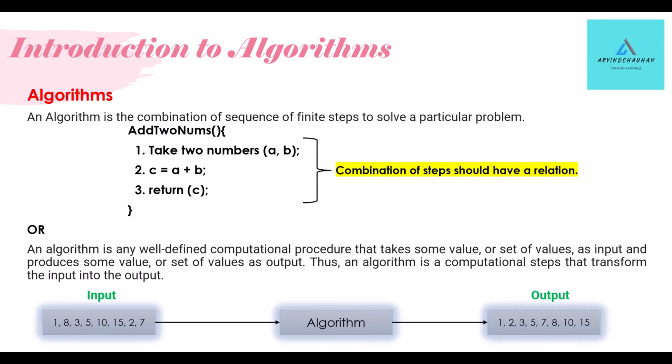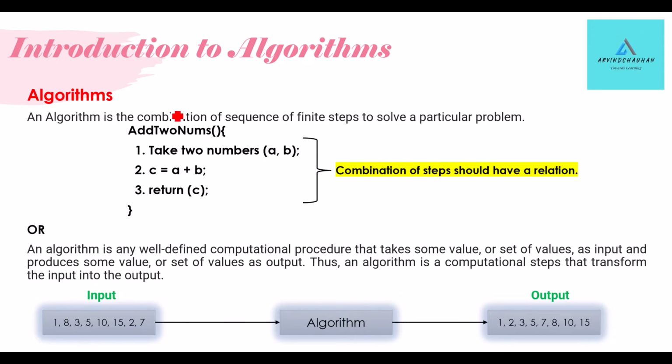The question is, what do you mean by an algorithm? In your daily life, you have a set of, you can say, a schedule. If you have a schedule in a systematic way from your morning to the evening, you can create an algorithm for that. An algorithm is a combination of a sequence of finite steps to solve a particular problem.